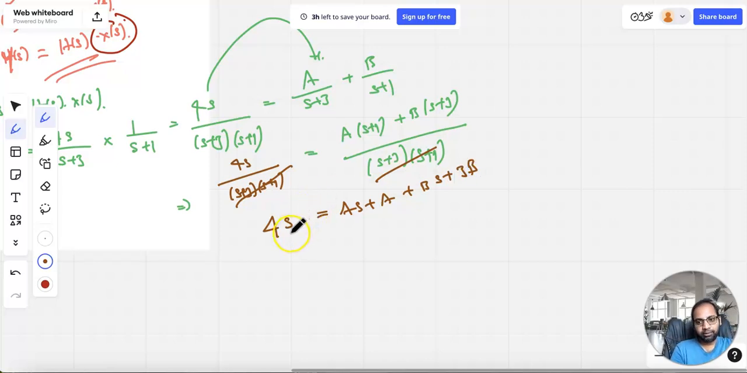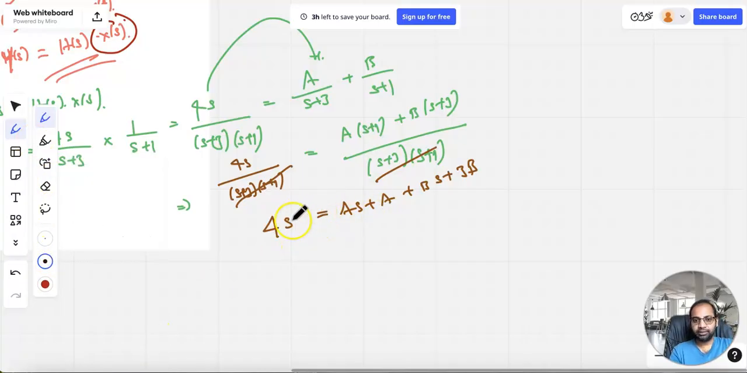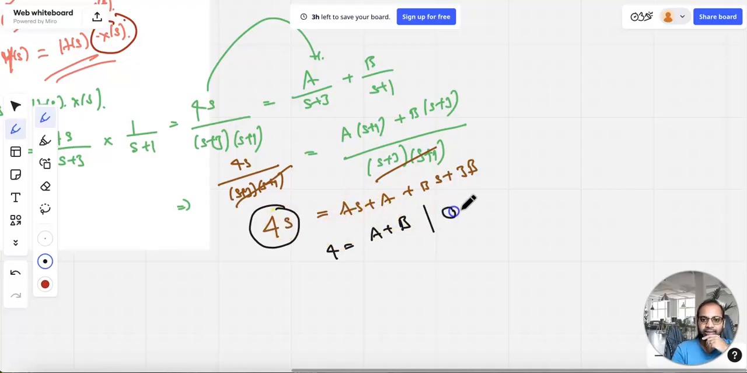Now, both the two sides, from LHS and RHS, you just equate the coefficients. Here the LHS side, the s coefficient is 4. Here the s coefficient is A plus B. In the same way, for both the two sides equate the constants. Here the LHS side, the constant is 0, and RHS side, the constant is A plus 3B, right? So with the help of both these two equations, let's take here 0 is equal to A plus 3B.